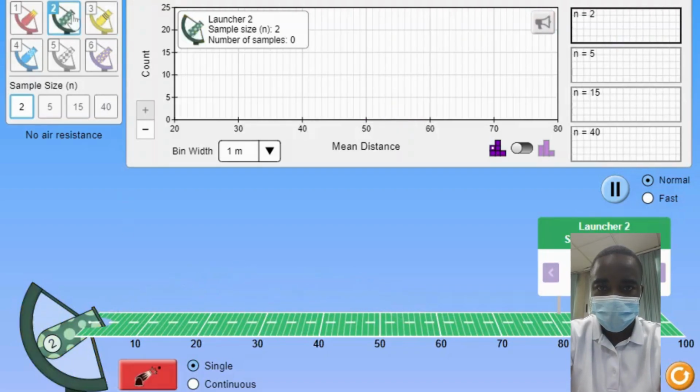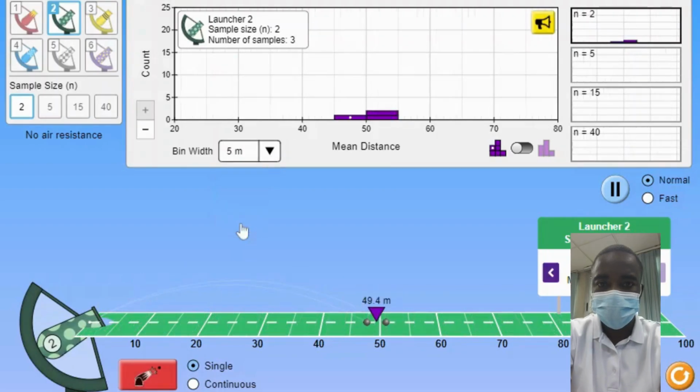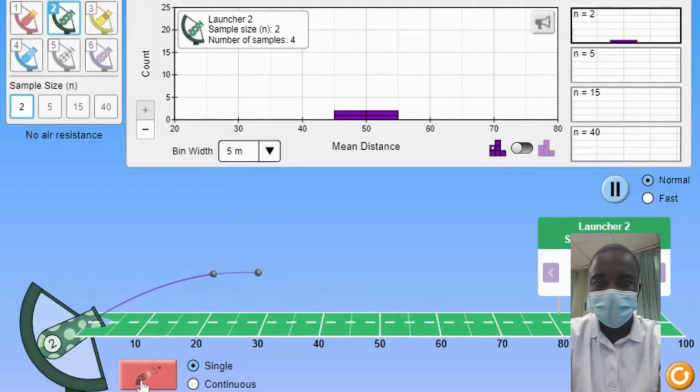Students can experiment with different launch parameters and observe the resulting distributions. This exploratory approach encourages critical thinking and problem-solving skills, as students must analyze the data and draw conclusions based on their observations. The context of launching projectiles is relatable and engaging for students. It provides a real-world application of statistical concepts, helping students see the relevance of statistics in everyday life.